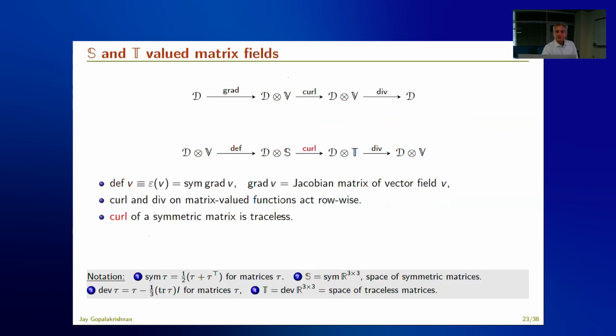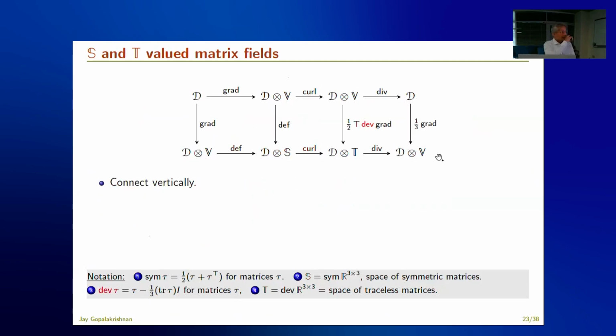Now we're going to connect these 2 rows. I'm not saying that this is a complex. This was an exact sequence. I'm not saying that this is an exact sequence, but we're going to connect these as follows, with vertical operators that are also differential operators. This is the same as this operator. This is the same as the deformation operator. A strange looking operator appears here: the deviatoric of the gradient followed by a transpose.